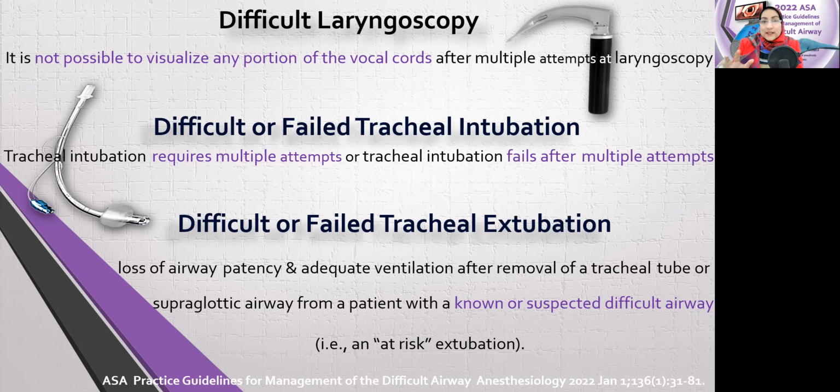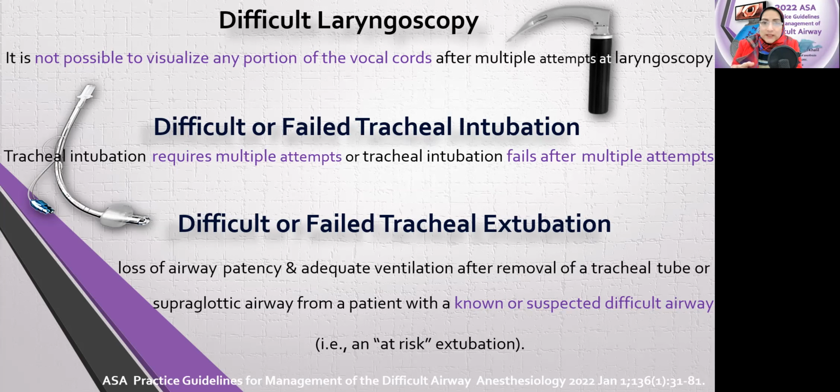No wonder they say they have a success rate of 90%, because if we met these criteria, our patient would be dead by now. That's it. Also, the ASA defines difficult or failed tracheal extubation as loss of airway patency and adequate ventilation after removal of the tracheal tube or supraglottic airway device, for a patient with a known or suspected difficult airway, or a patient at risk at extubation.